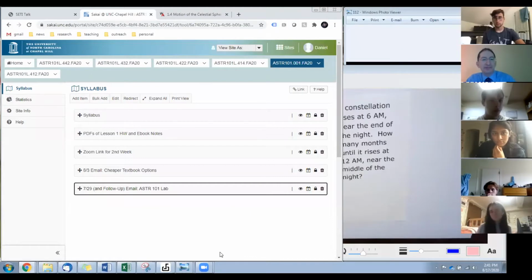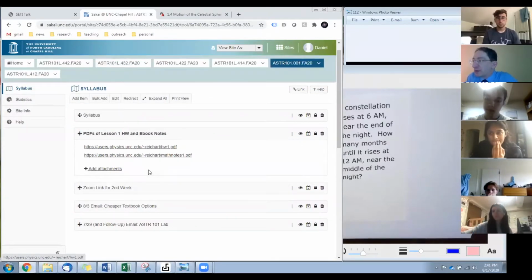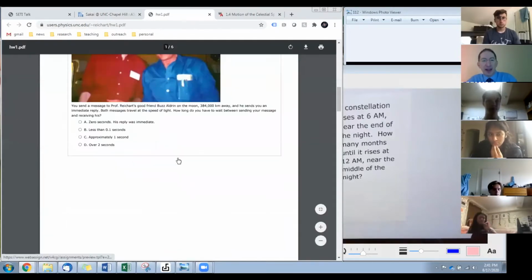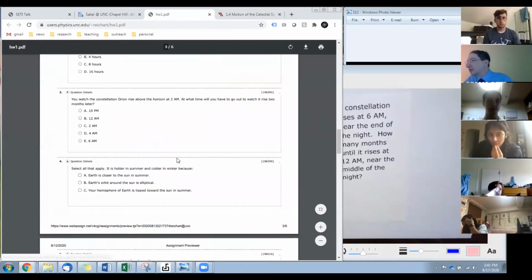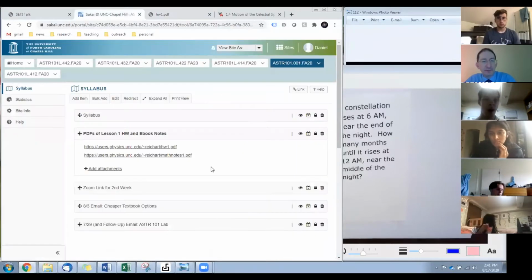First off is the PDFs of the Lesson 1 homework and the ebook notes. If some of you are still waiting for your WebAssign access cards to arrive, last time you asked me to copy the homework 1 anyway, into a PDF, and so that's listed here. Of course, you can't submit your answers, but you can start working on the questions and figuring them out, and then when you have your access, you can submit them. So that is posted there.